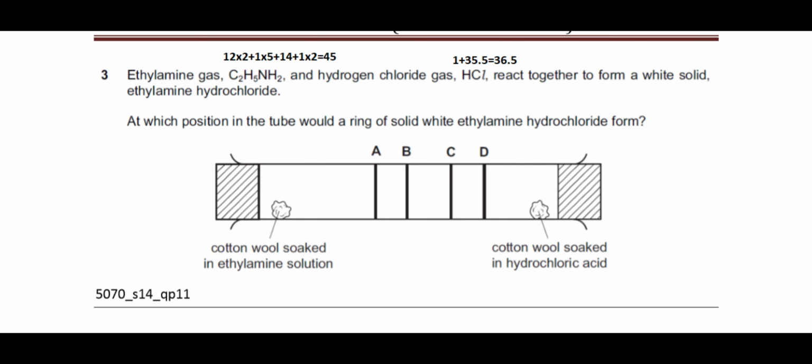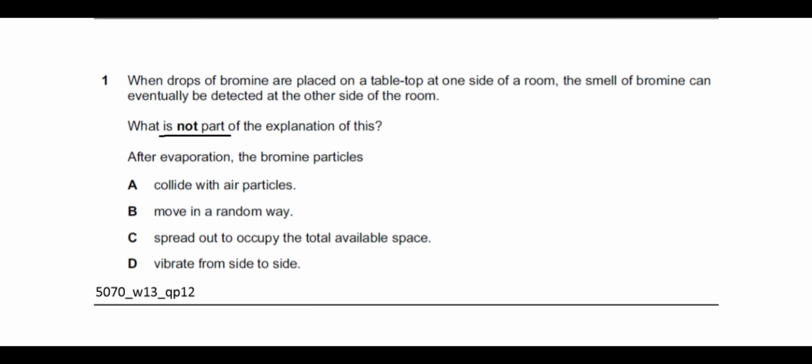Alright, in this question they are asking, when drops of bromine are placed on a tabletop at one end of a room, the smell of the bromine can eventually be detected at the other end of the room. So what is not part of the explanation of this? Sorry, not. I have highlighted and underlined not.